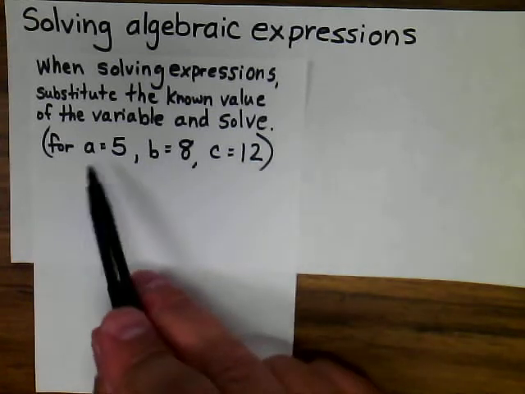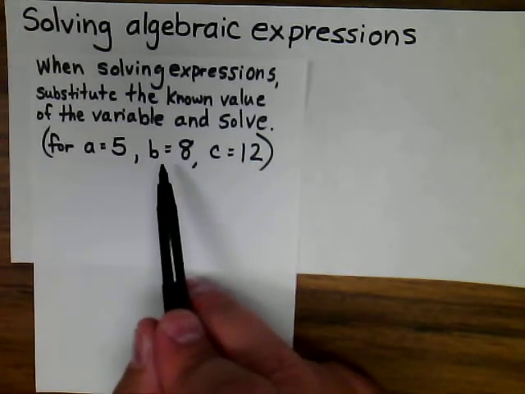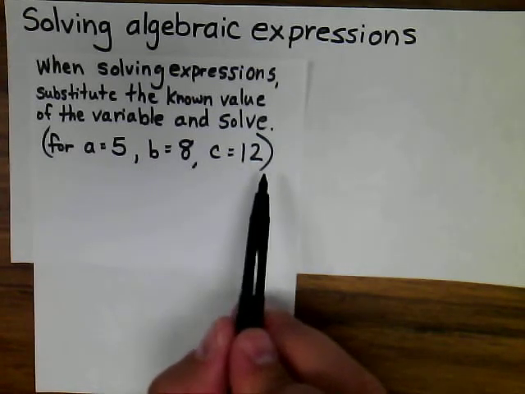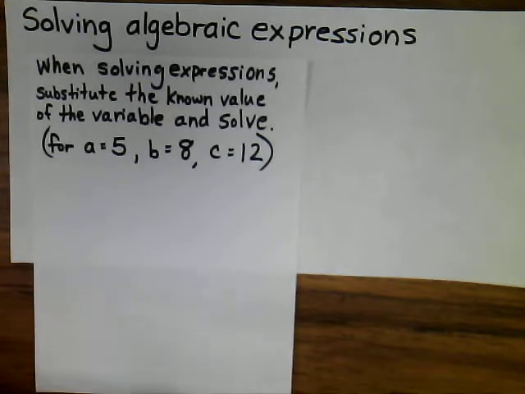Now remember, this isn't a code. A doesn't always equal 5, b doesn't always equal 8, and c doesn't always equal 12, just in the examples that we're going to do right now.